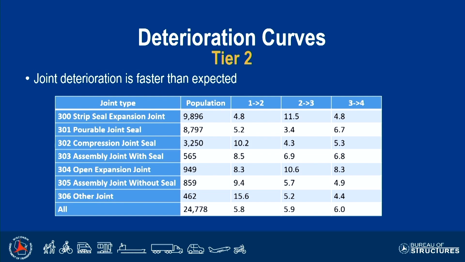Tier 2 also included joints. The researcher noted that they deteriorated a lot quicker than even previously expected. You can see 5 years transition time from 1 to 2 for strip seal expansion joints. It doesn't give us a lot of time, but a lot of inspectors are diligent about recording leaking starting to occur in those joints. So that reflected in the new deterioration curves. And then there was one Weibull factor calculated for all joint types, and that was around 4.